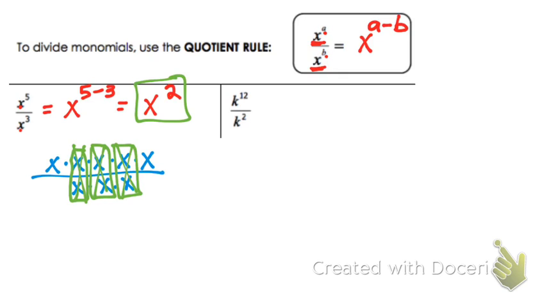So let's look at this one here. K to the 12th power divided by k to the second power. So they both have k, same base, and then you just take those powers and you subtract them. So the answer here is k to the 10th power.